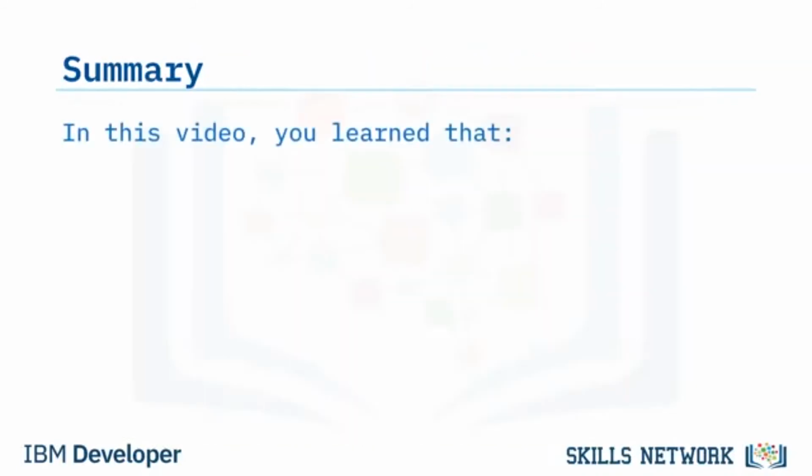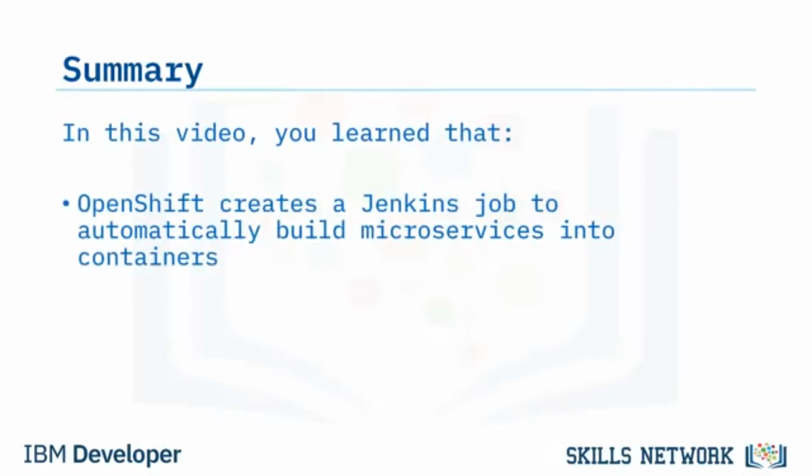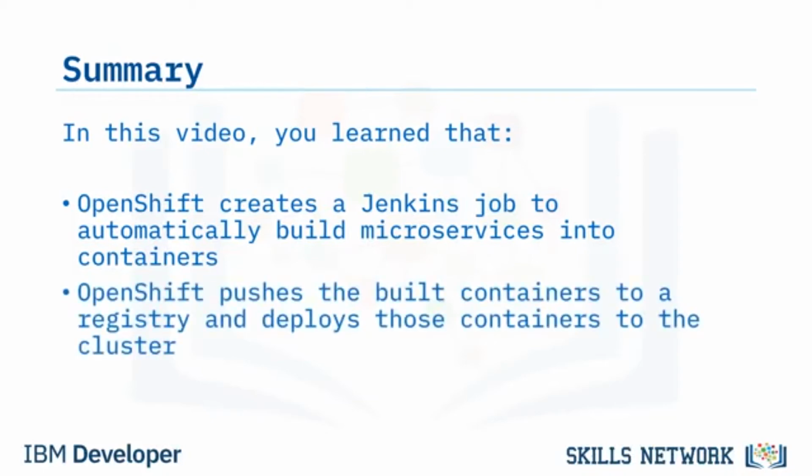In this video, you learned that OpenShift creates a Jenkins job to automatically build microservices into containers. OpenShift pushes the built containers to a registry and deploys those containers to the cluster.